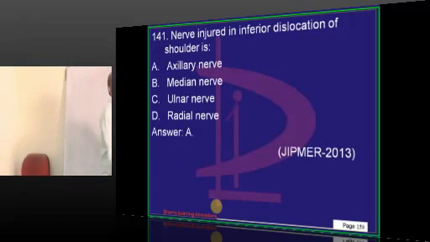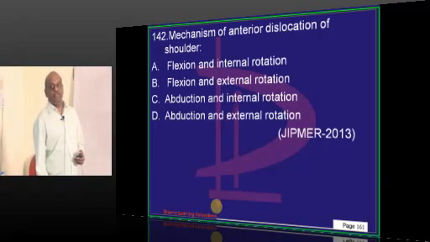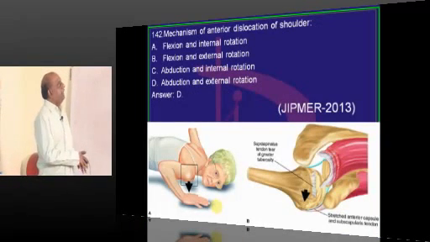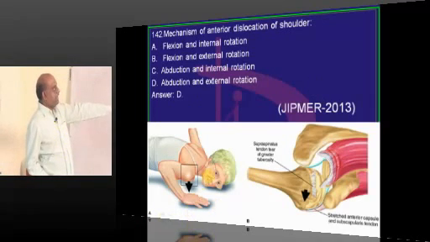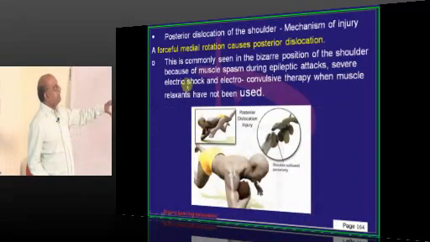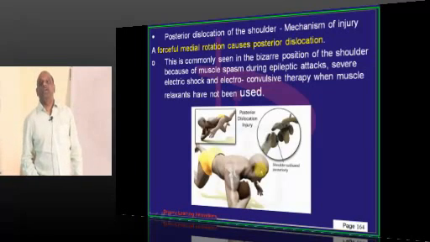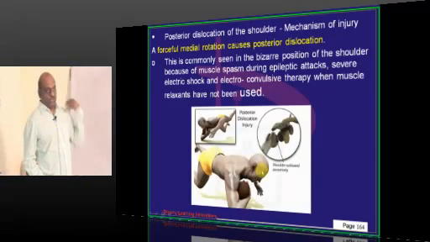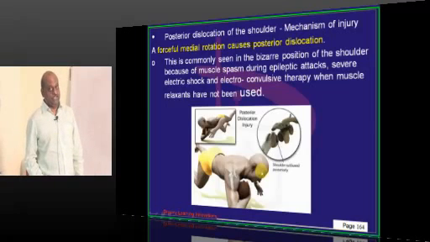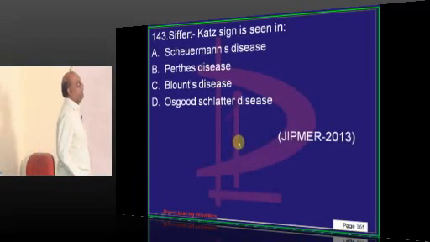So inferior dislocation involves the axillary nerve. What is the mechanism of anterior dislocation? Interesting question. Basically, this is how anterior dislocation happens: abduction and external rotation. Whereas what is the mechanism if you are having a posterior dislocation like this? Medial rotation and adduction is the mechanism for posterior dislocation. Posterior dislocation only happens whenever there are seizures or electroconvulsive therapy. Most common is anterior dislocation, is what needs to be remembered.